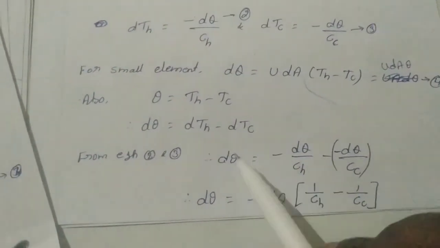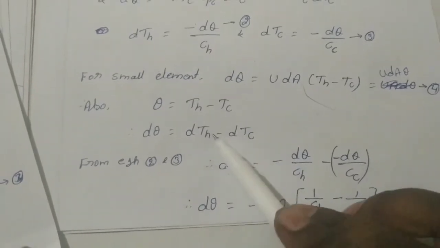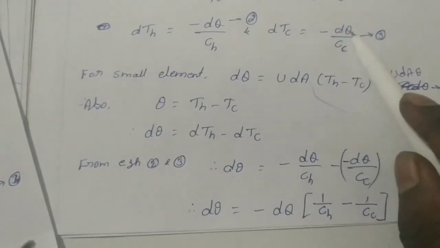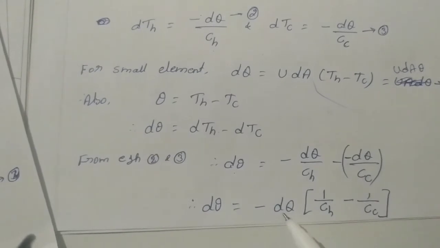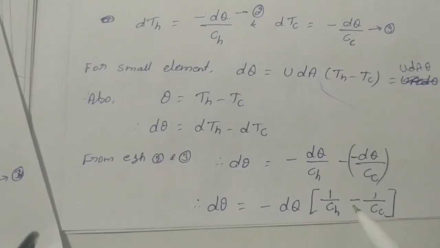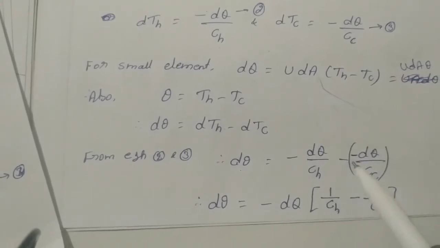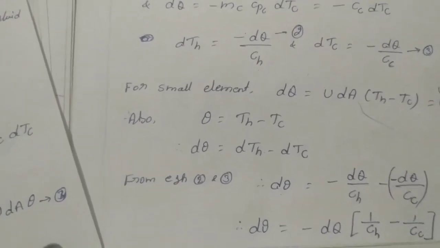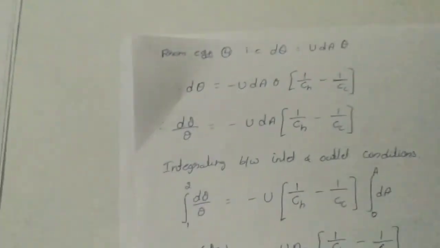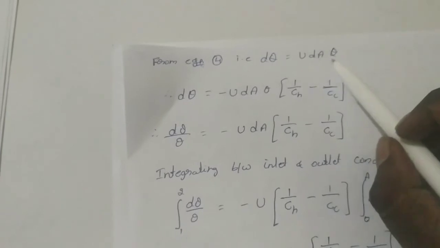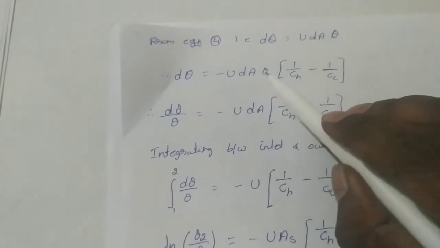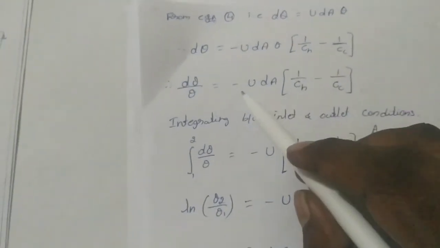Similarly, d theta is equal to minus dq by Ch, and minus of this minus gives dq by Cc. So if we take minus dq common, we get minus dq times 1 by Ch minus 1 by Cc. Look at it, this is positive but with a negative sign taken into account it becomes minus. Next, for the same equation number 4, dq is equal to U dA theta. So substituting here, d theta is equal to minus U dA theta into 1 by Ch minus 1 by Cc.